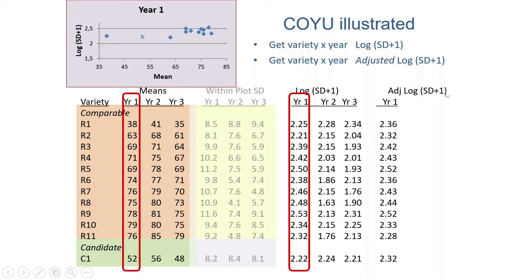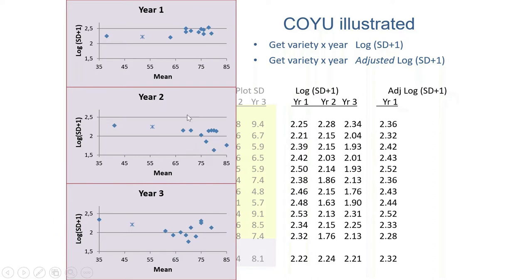So that gives us the adjusted standard deviations for that year. We do the same in years two and three. And you can see here, there seems to be a relationship between standard deviation and the mean. The standard deviations seem to be getting less for the larger means.